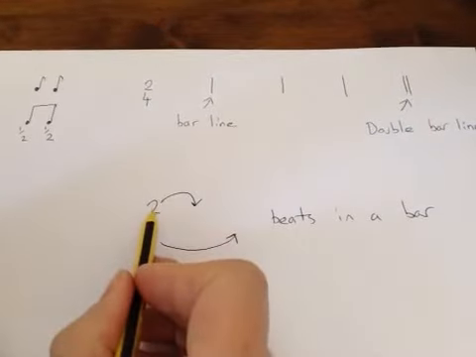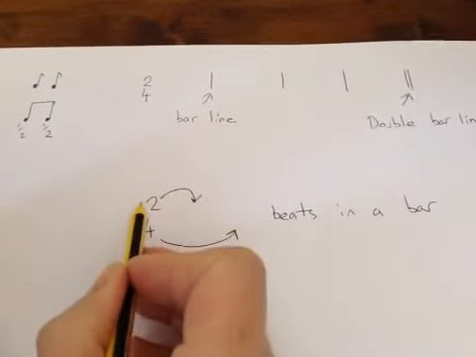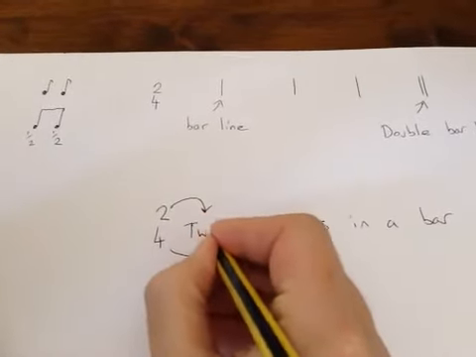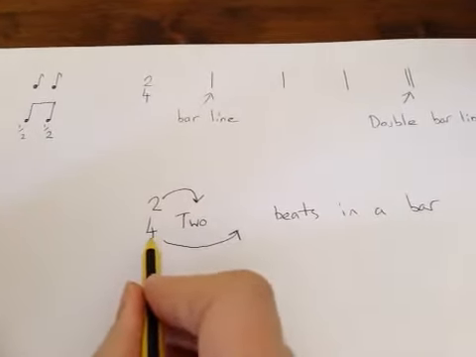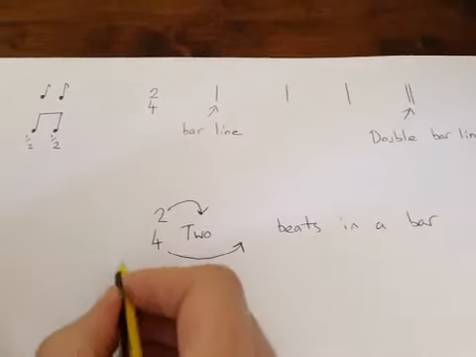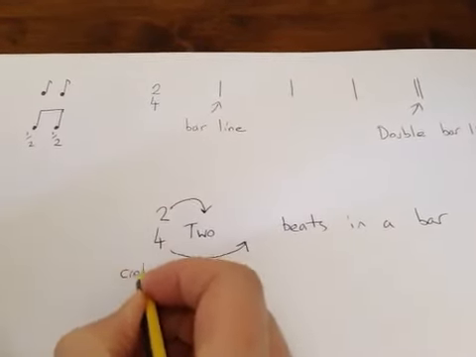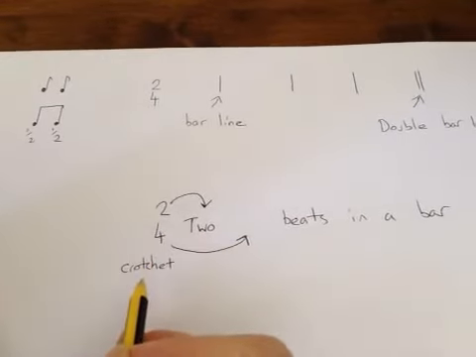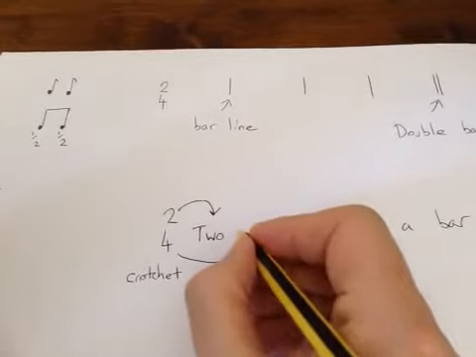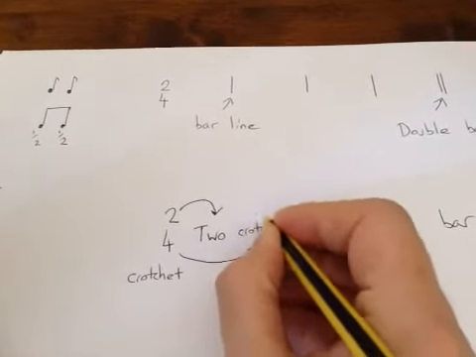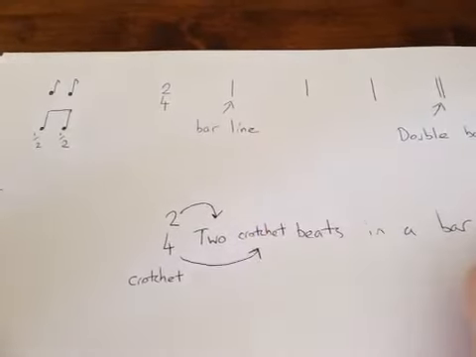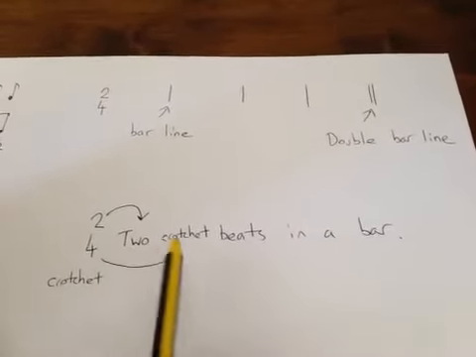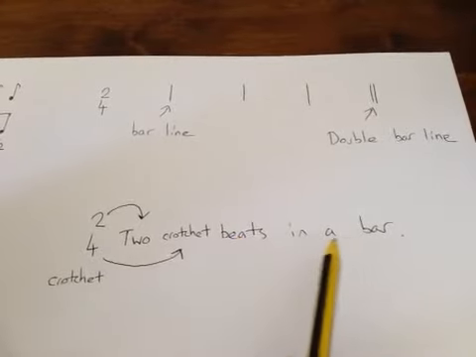The top number is just whatever number it says, that's the word. So 2, dead easy, you just write the word 2 in. But the bottom number is like a code. When you see 4, it means crotchet. In a time signature, a 4 stands for crotchet. So you just pop in here that word, crotchet. And you will have your sentence, which here is 2/4 means 2 crotchet beats in a bar.